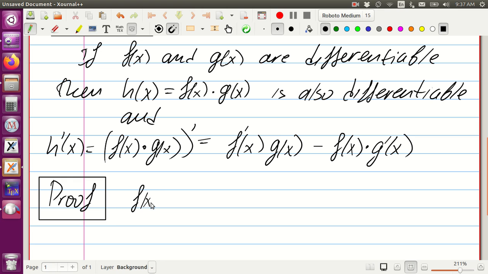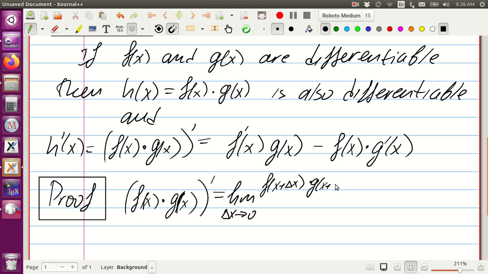And the only thing we have is just the definition. So we take f times g and we take the derivative by using the definition. So it's going to be the limit as delta x goes to 0. We have to calculate this function at x plus delta x. So it's going to be f of x plus delta x times g of x plus delta x minus f of x times g of x, divided by delta x.